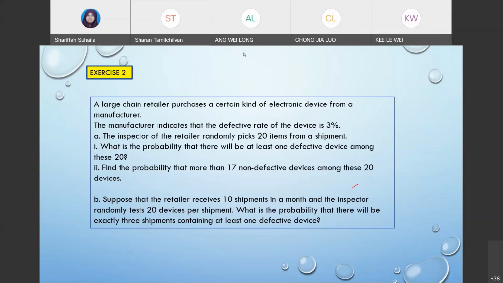Okay, did you get the answer for part 1 and 2? Okay, give me the answer for part 1 first.